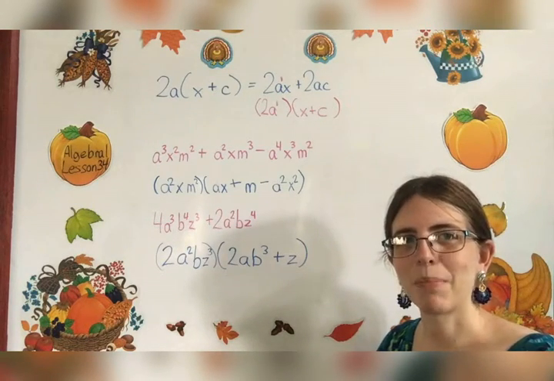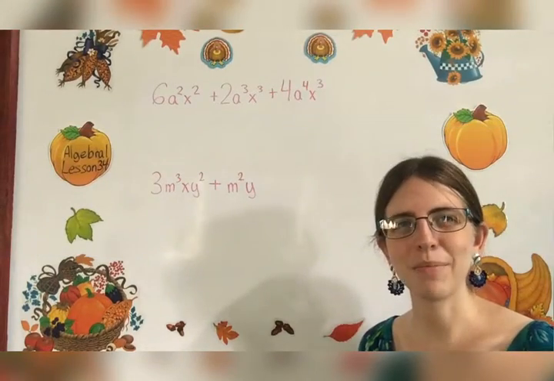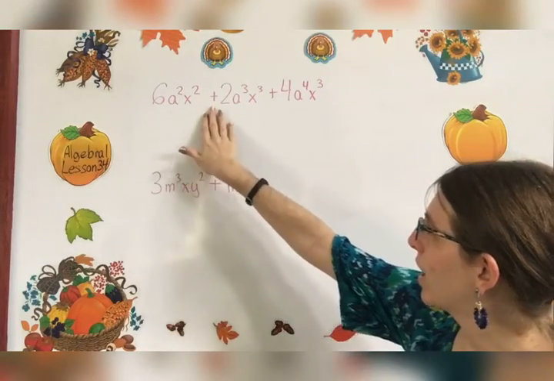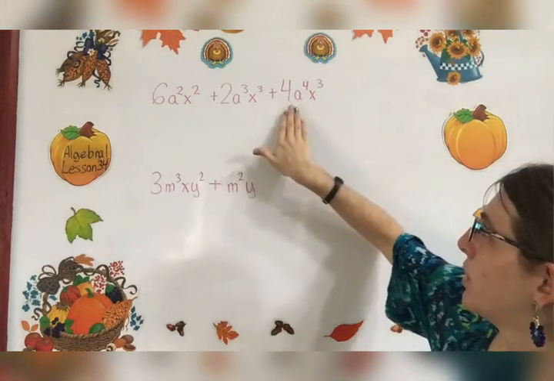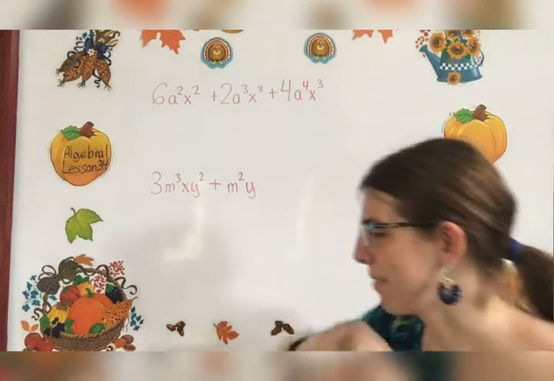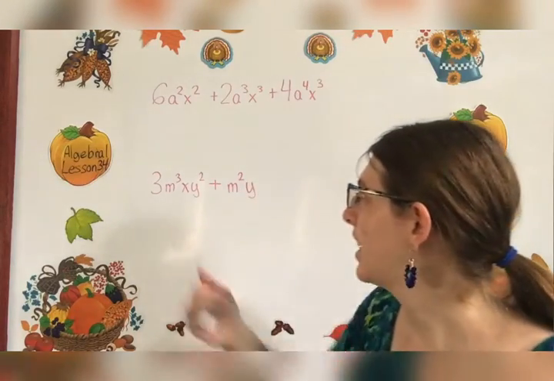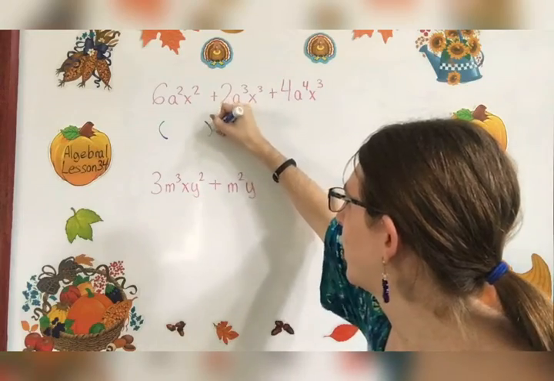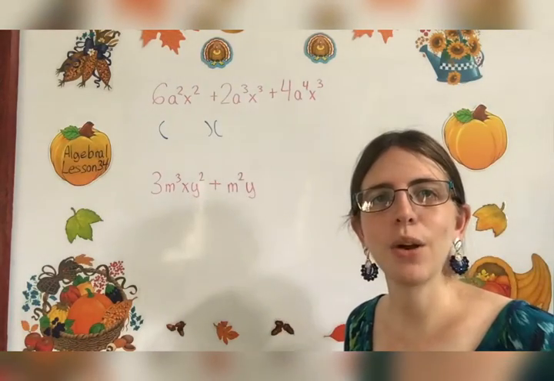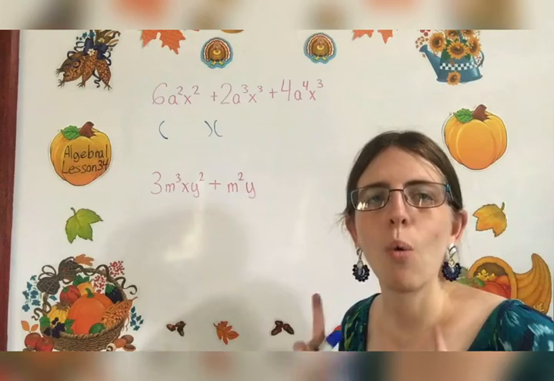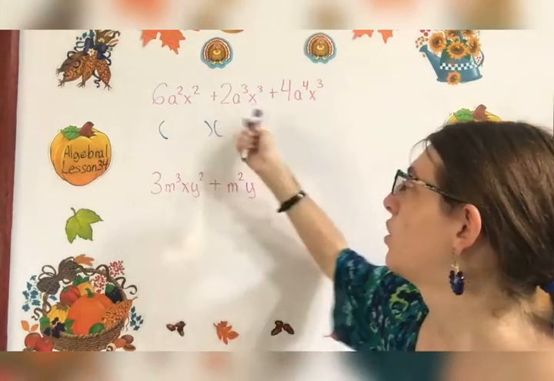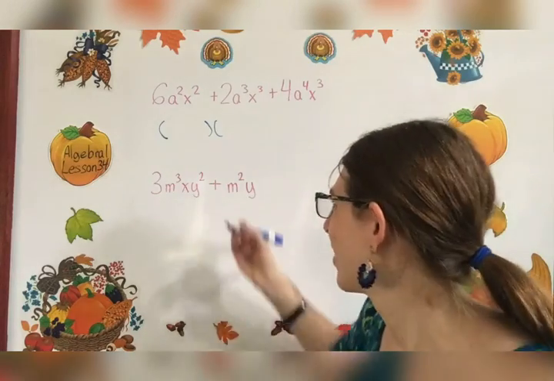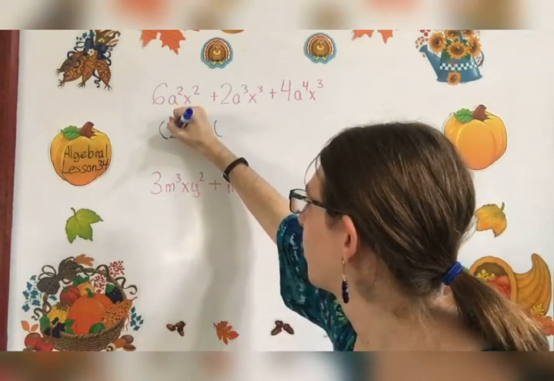Let's check on the next couple of examples. Let's finish up these examples and get to your practice. 6a squared x squared plus 2a cubed x cubed plus 4a to the 4th x cubed. Let's start with our parentheses for our greatest common factor and our parentheses for the rest. So look at our coefficients first. What is the greatest common factor of 6, 2, and 4? 2, right? So we start with 2.